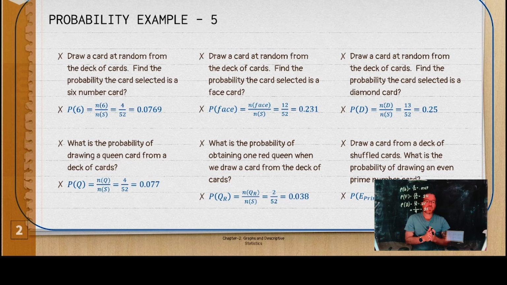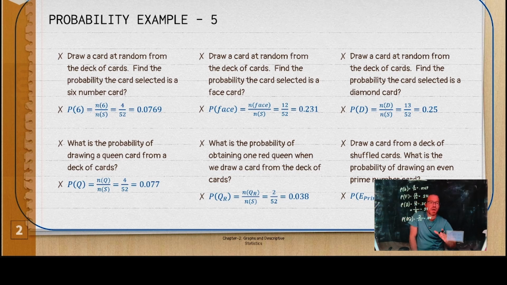Next question, what is the probability of obtaining 1 red queen when we draw from a deck of cards? So in this case, we want the probability of getting a red queen. So if we think about the red queens, there are 2 of them. There's the queen of hearts and there's the queen of diamonds. So there's 2 total queens that are also red. So this would be 2 out of 52, or 0.038.